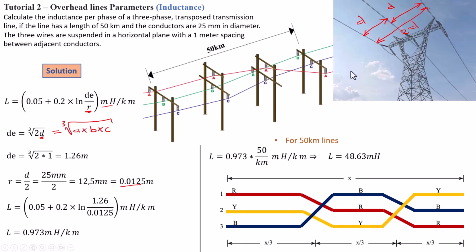Now imagine you are a power system transmission line designer, and you've been given these specifications for the line, and you've calculated your inductance per kilometer to be 0.973, and for 50 kilometers you are projecting to have an inductance on your line of 48.63 millihenry. Now you know that transmission lines sometimes run for longer than hundreds of kilometers, which basically means this inductance is bound to increase the longer your lines are. Now what are the implications of this inductance?